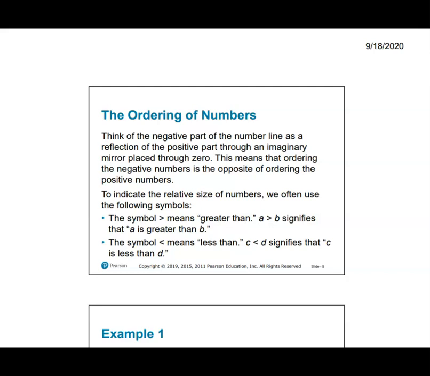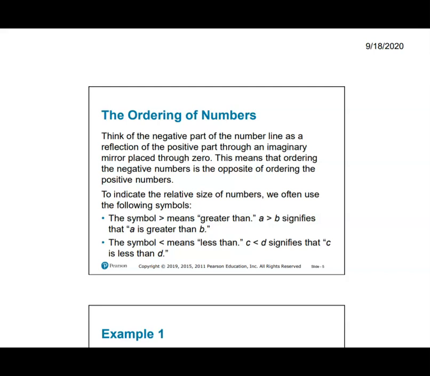Think of the negative part of the number line as the reflection of the positive part through an imaginary mirror placed through 0. This means that ordering the negative numbers is the opposite of ordering the positive numbers. To indicate the relative size of numbers, we often use the following symbols. We're going to use the greater than symbol to say that A could be greater than B, and the less than symbol to symbolize that C is less than D.